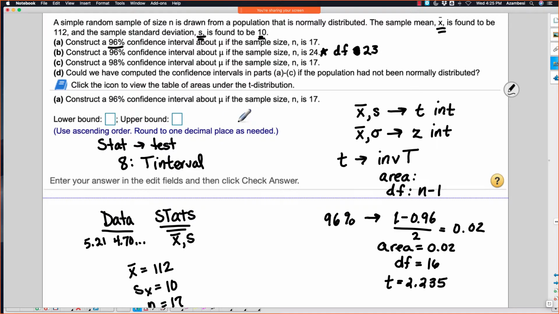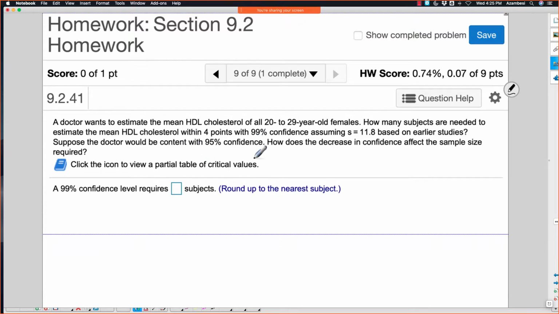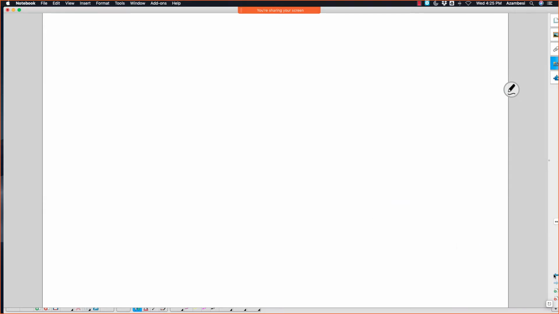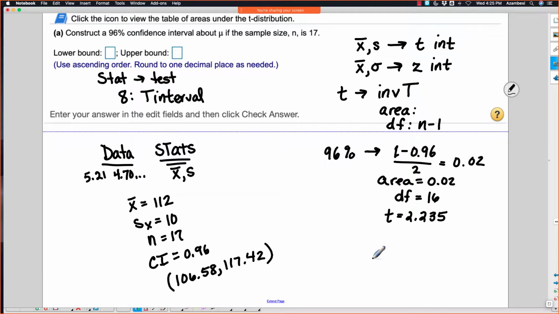Questions on calculating these? Okay. If instead of having your summary statistics, you are given a list of values, there is one in the homework where you have a list of values, then you would use the list feature.